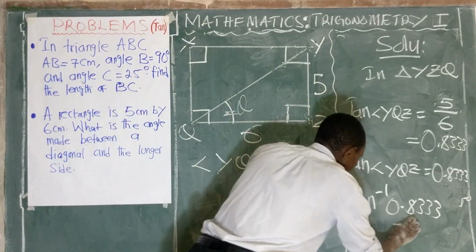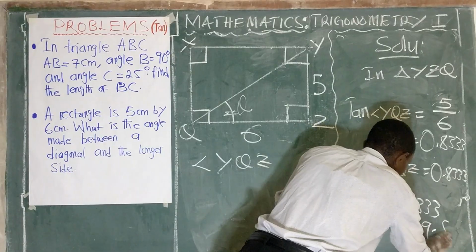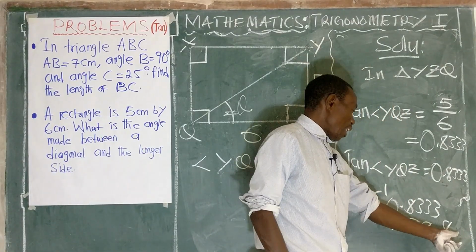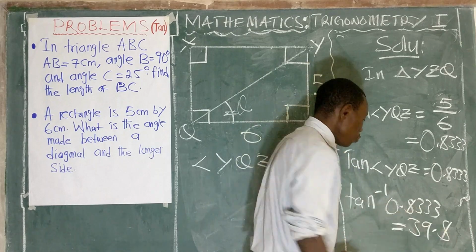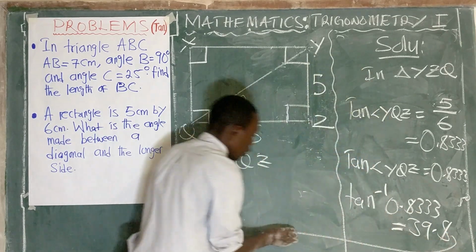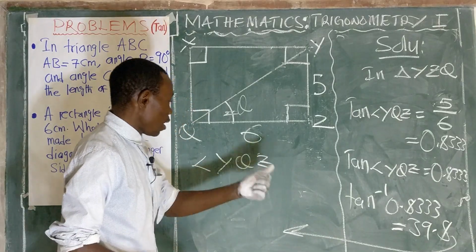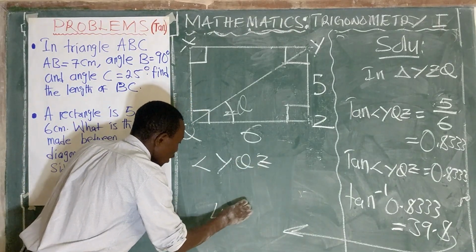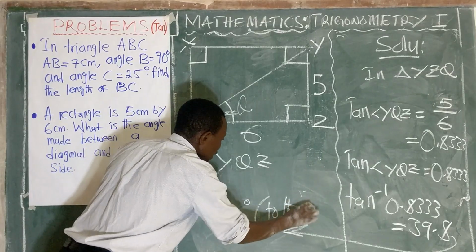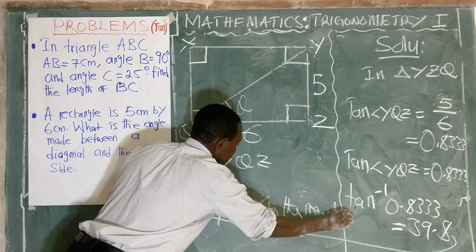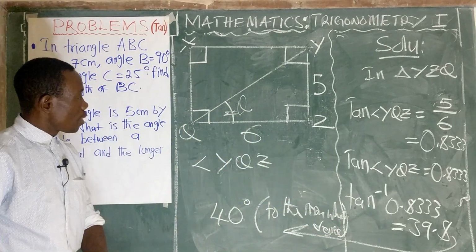You'll see you're getting 39.8. But for angles, we usually correct them to 1 decimal place. If you don't mind about the decimal fraction, you may express that angle to the nearest whole number, and that will give you 40 degrees. I'd like to say to the nearest whole degree. That's what we liked.